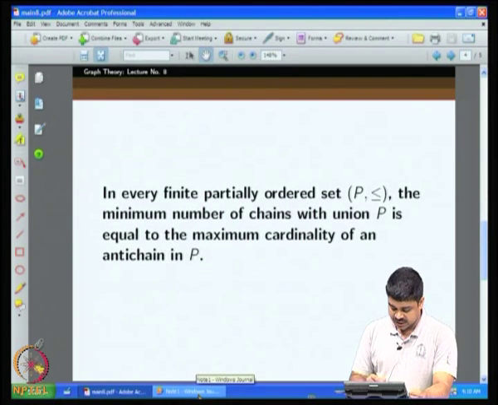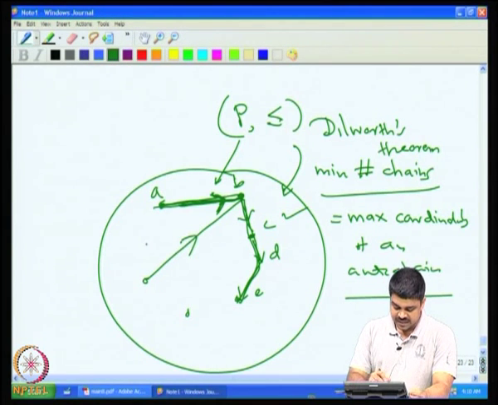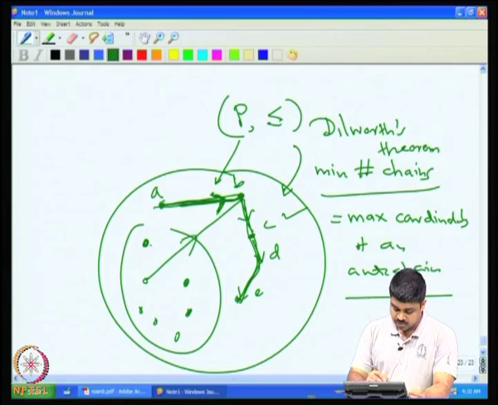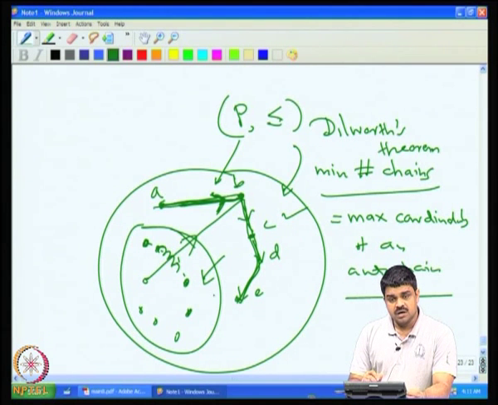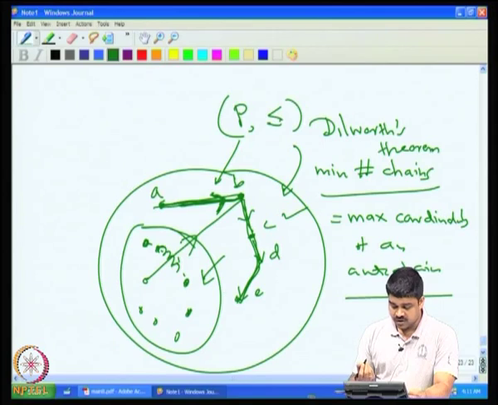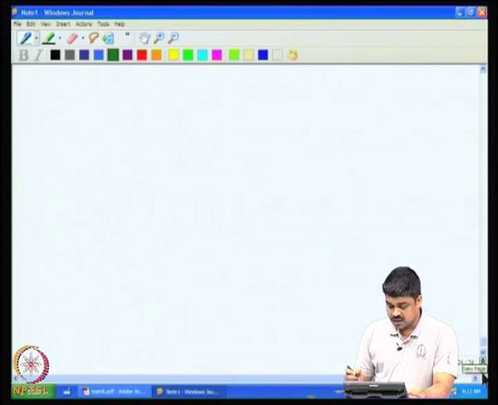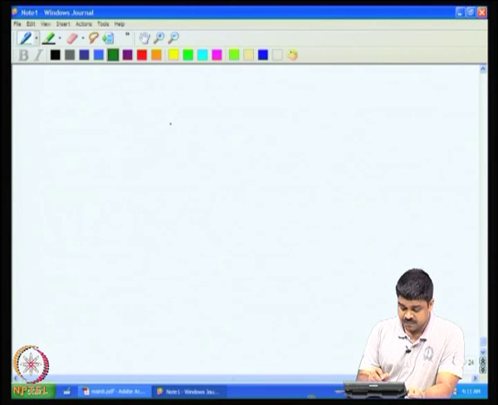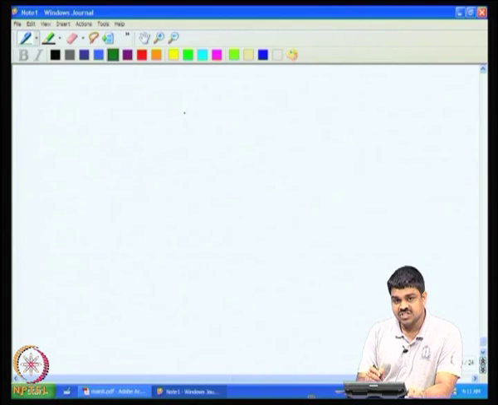As we can easily see, the maximum anti-chain, or any anti-chain for that matter, is going to be an independent set, because for any pair we are not supposed to have either of these directions. That means there should not be an edge. So an anti-chain corresponds to an independent set in the corresponding directed graph. No two vertices in an anti-chain can be in the same chain, so we definitely need at least as many chains as the number of elements in the anti-chain.